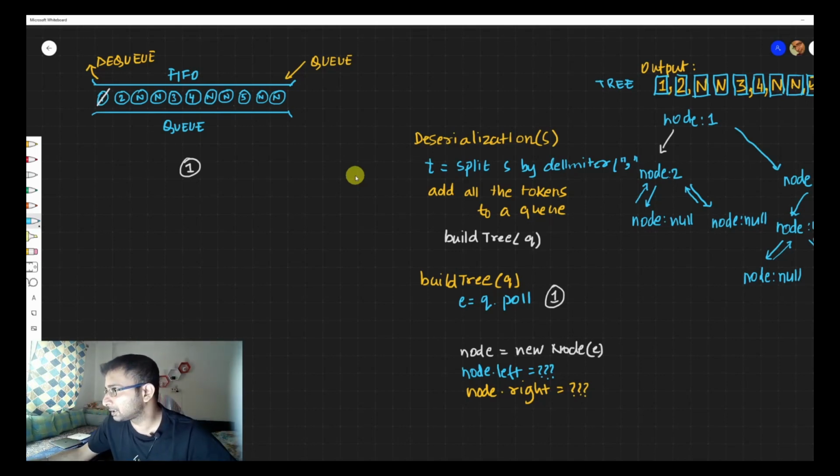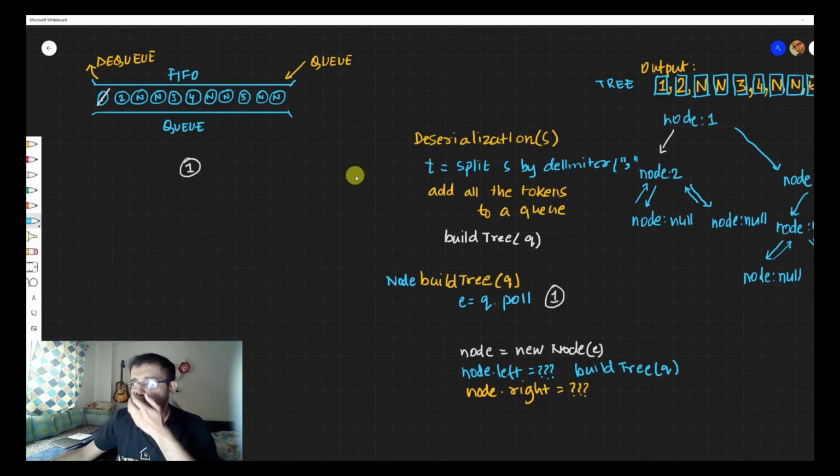If we just call the buildTree function again over here with the queue that I have, and let's suppose that this returns back a node, then what will happen in this case is, for the left subtree, it's going to poll again and get a value 2, right? And it will further go ahead and try to build its left subtree.